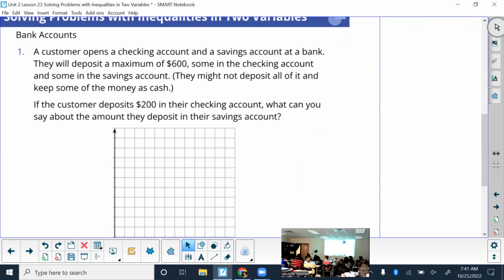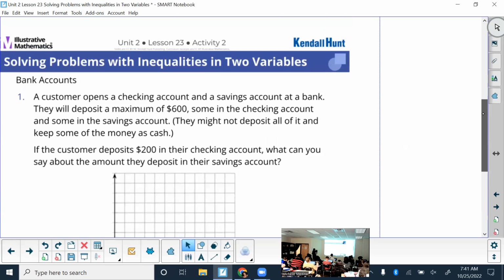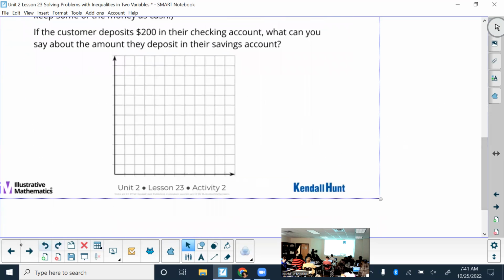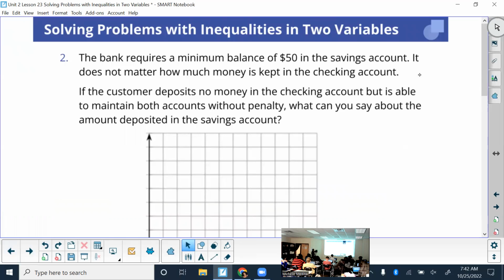There is another page, though, so we'll just start with the bank accounts that's printed on your paper already. A customer opens a checking account and a savings account at a bank. They will deposit a maximum of $600, some in the checking account and some in the savings account. They might not deposit all of it and keep some of the money as cash. If the customer deposits $200 into their checking account, what can you say about the money they deposit in their savings account? And then there's the second question.